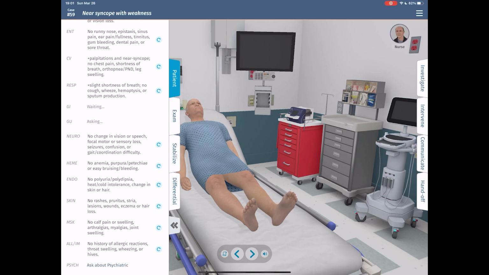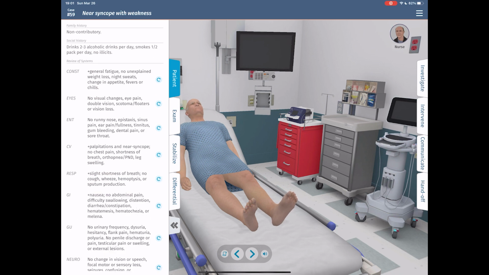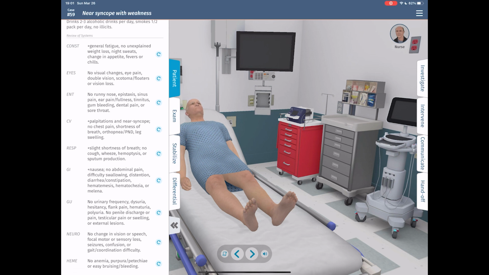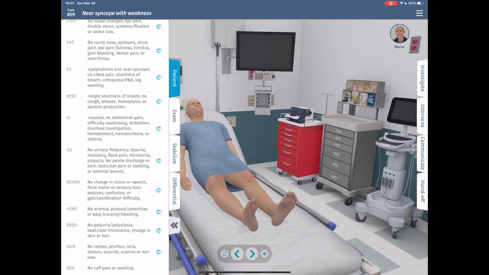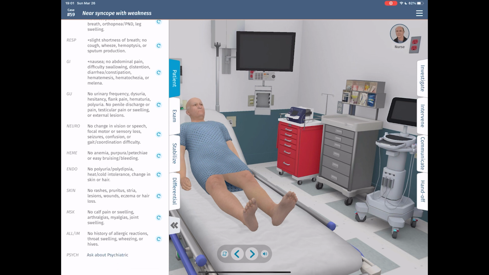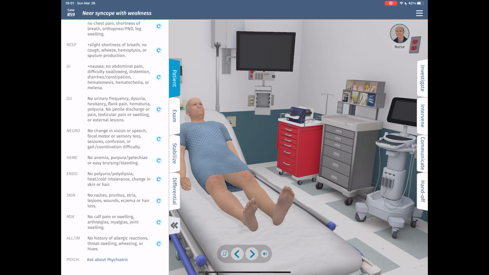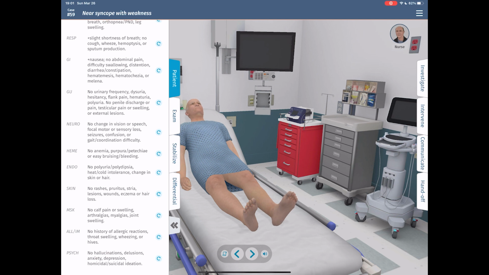And we can go through here and we see he has general fatigue, no weight loss, no vision changes, no runny nose. He's positive for palpitations and near syncope, but he has no chest pain. He has slight shortness of breath. He has nausea, no rashes. Everything else is normal. Ooh, we forgot psychiatric. He has no hallucinations. That's great. So we can go to the next tab.